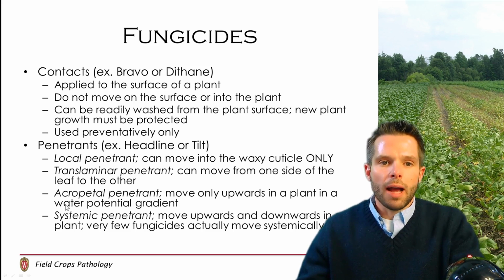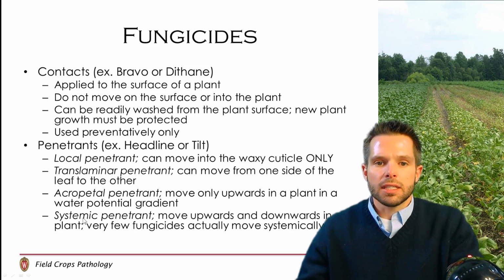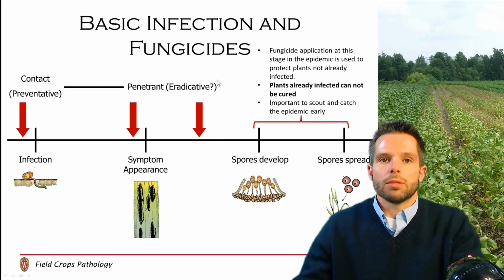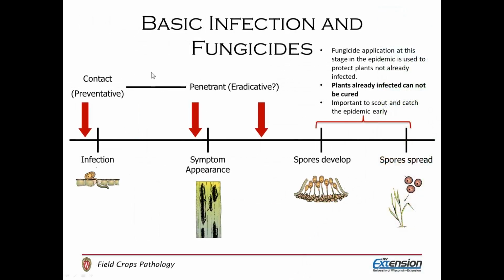Now, mostly in field crops, most of the modern fungicides we have are actually xylem penetrants or translaminar penetrants. We don't have any systemic penetrants in field crops right now that move upwards and downwards. So we're left with products which primarily move either across the leaf surface or up in the water transpiration stream. Now, here's a basic diagram of a plant disease cycle here.